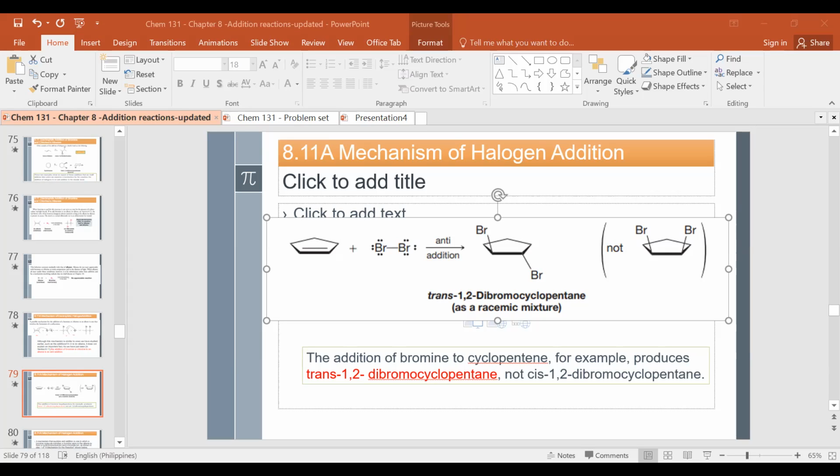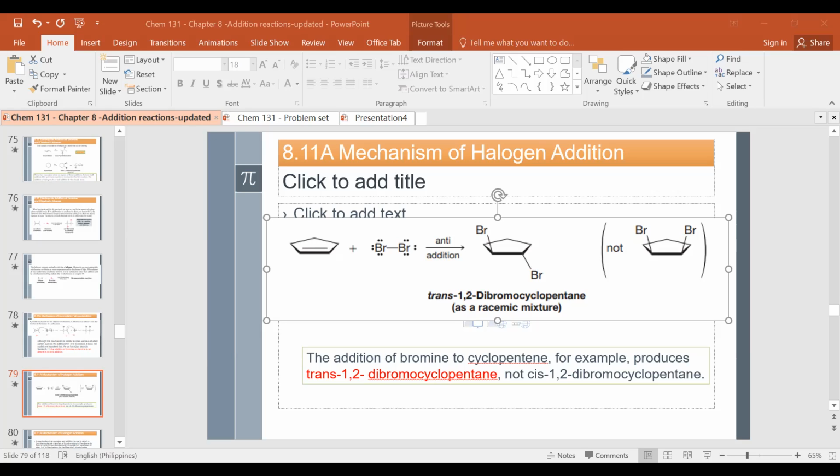I'm not using a pen. Dots, and a charge here. So you can now use the electrons from the bromine to attack the positively charged carbon here. And once that happens, then you get your product.